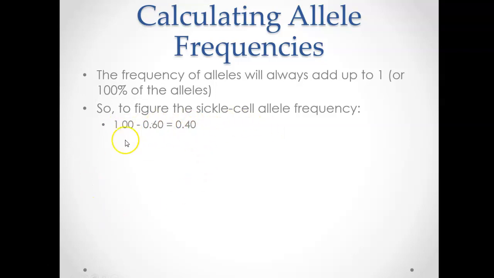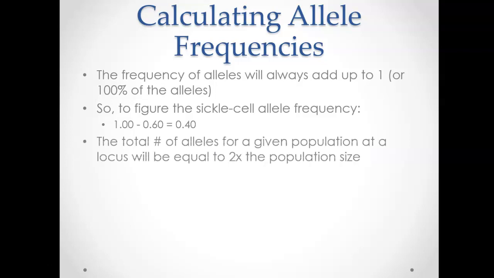Now, we could have started off by just calculating the frequency of the sickle cell allele. We didn't have to calculate the frequency of the normal hemoglobin allele first, but just for illustrative purposes, we did that, okay? If you're confused, don't worry. There is going to be a practice worksheet up on Blackboard that will enable you to practice these calculations. So, again, don't worry about it. Watch this segment a couple times if you need help.